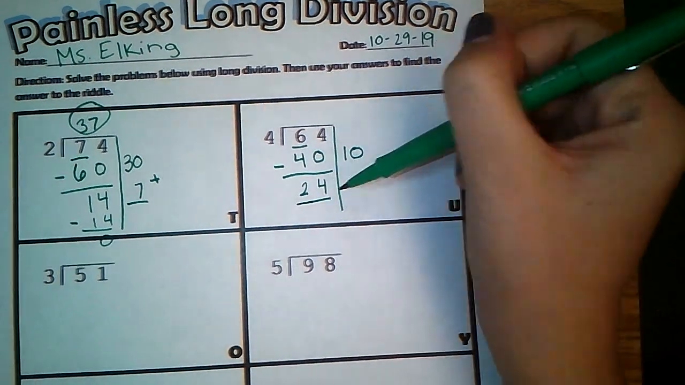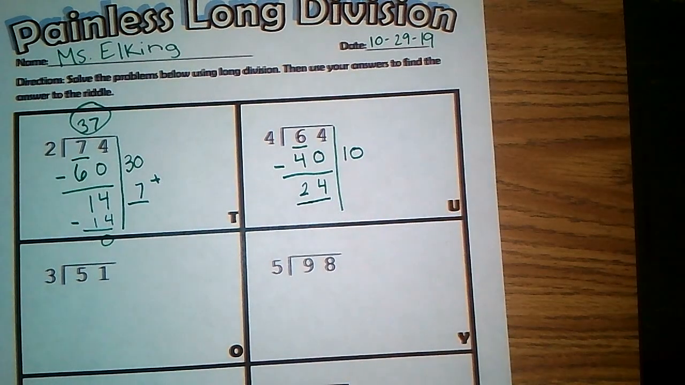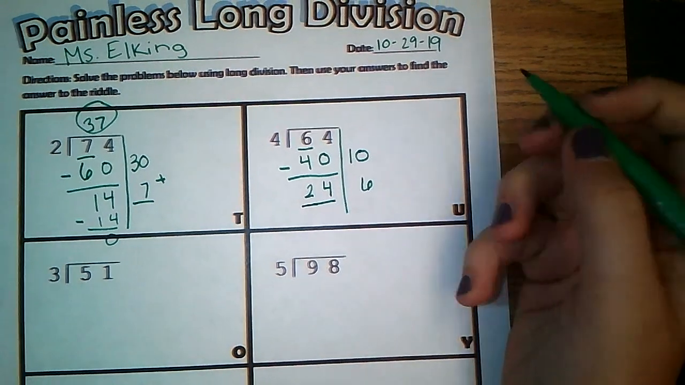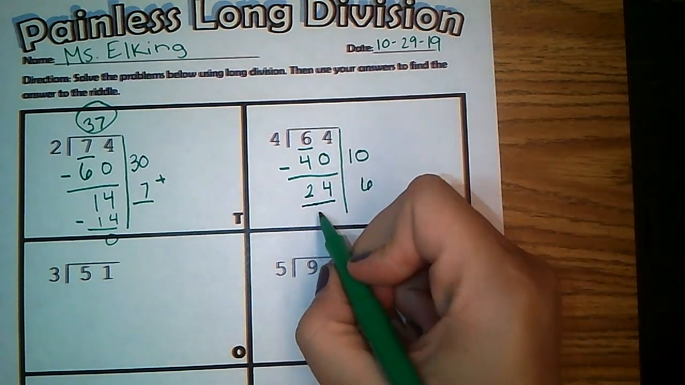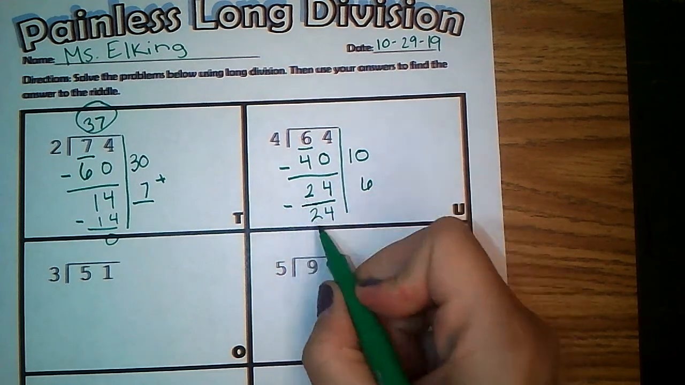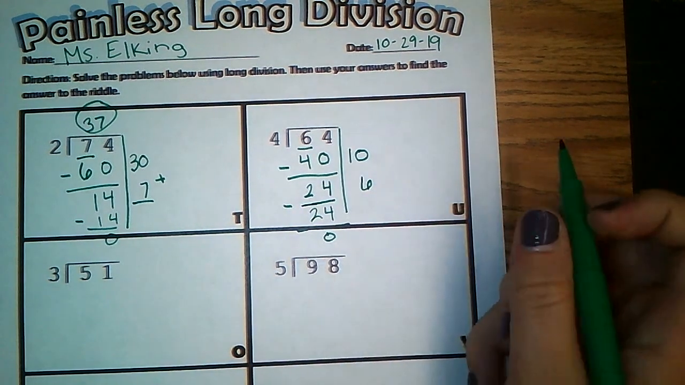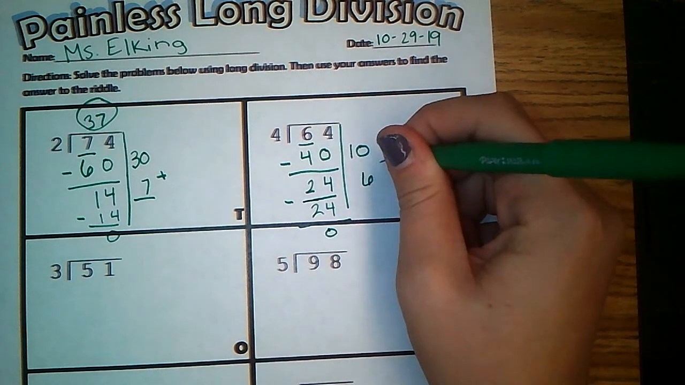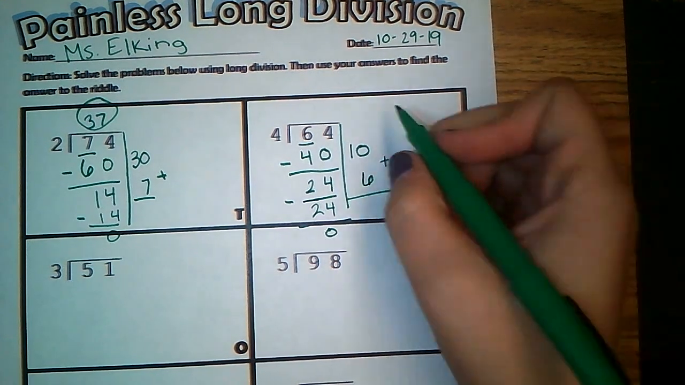4 times what can give me 24 without going over? I know that 4 times 6 is 24, so I'm going to put my 6 over here. 4 times 6 is 24, and subtract, and I get 0. My answer is here on the side. 10 plus 6 is 16.